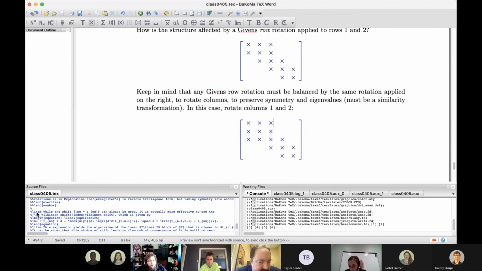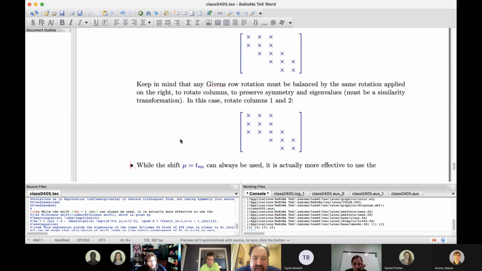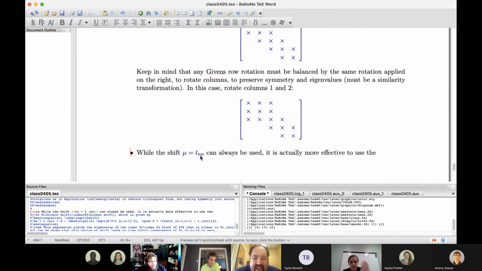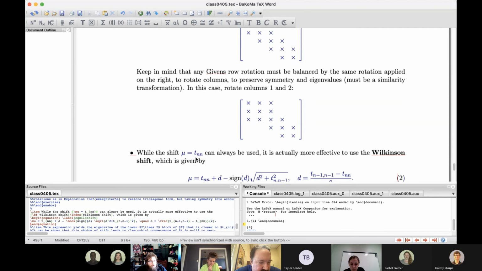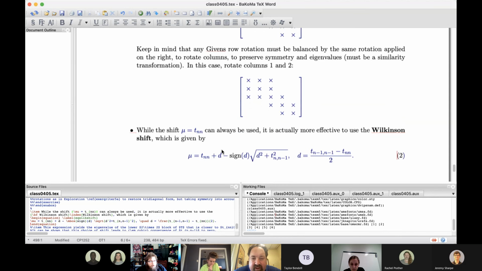Now, we don't need a double shift, as I mentioned. You can use a single shift. In an unsymmetric case, a single shift was just the NN entry, so you can use that. But in a symmetric case, there's actually a better choice. It's called the Wilkinson Shift, and this is a formula for it. The other homework problem for this section is to derive this formula from a quadratic formula.